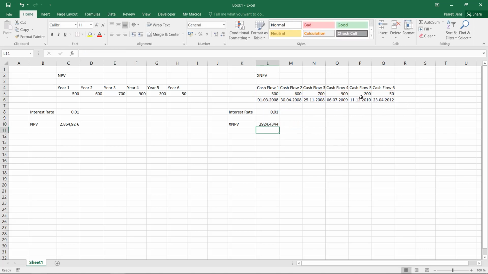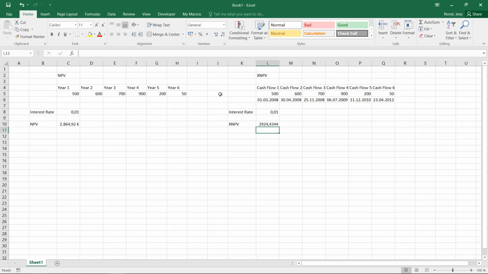Now we see at this point we get a slightly higher net present value, because they occur at different points in time. Especially, there are five occurring in the first year. That's why it's a bit higher than the one from before. But in the end, it can be interpreted in exactly the same way. That's the present value of this set of cash flows.